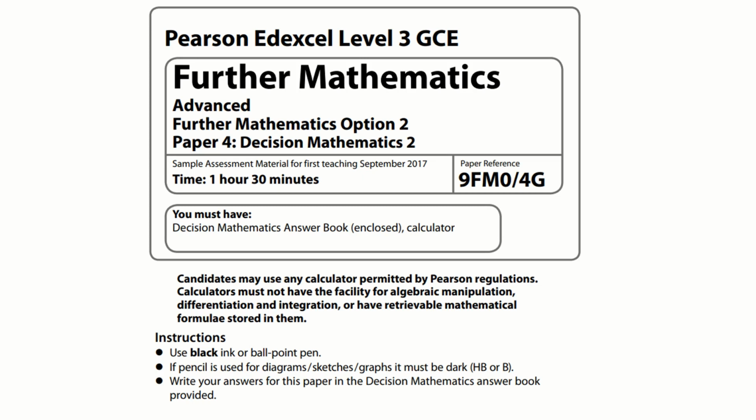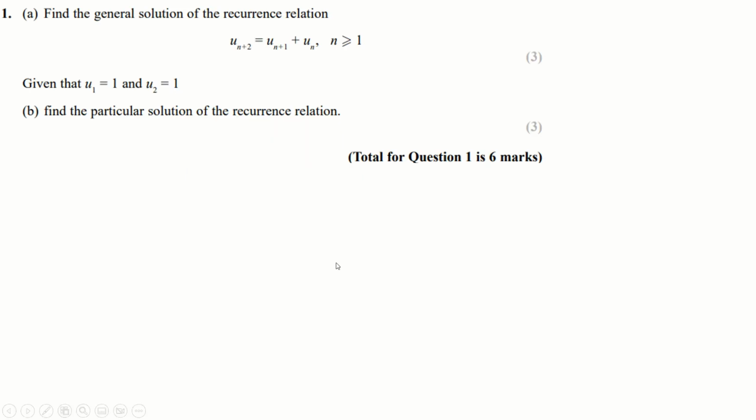This is the decision to sample paper. Let's just do it. We've got a recurrence relation question to start with, so if we rearrange this to be this minus this equals 0, this would be our auxiliary equation. You might recognize this as the quadratic that has solutions that are the golden ratio.